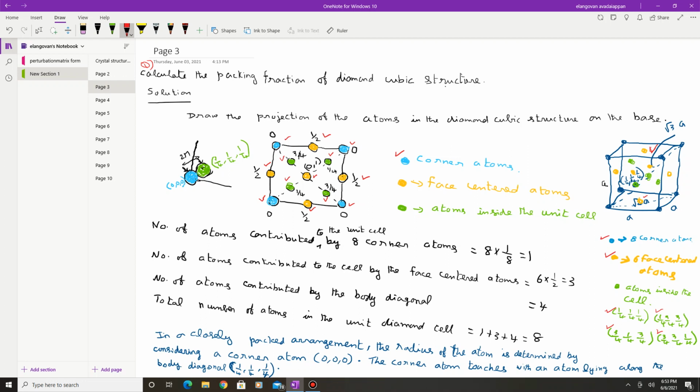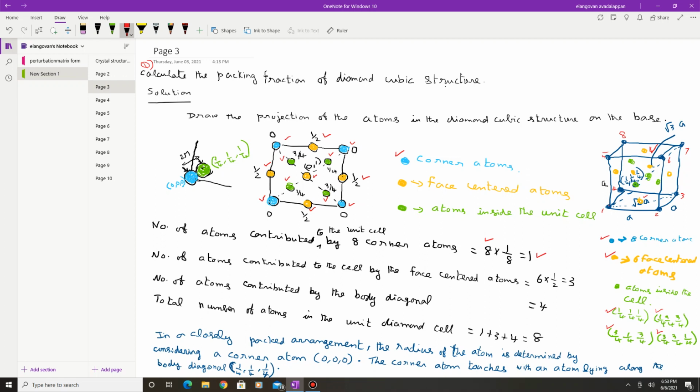Now the number of atoms contributed to the unit cell by the 8 corner atoms: 1, 2, 3, 4, 5, 6, 7, 8. So there are 8 corner atoms. Each corner atom is shared by the neighboring 8 such cells. Therefore the contribution of any particular atom to a particular cell is 1 by 8. Since there are 8 atoms, 8 times 1 by 8 is equal to 1. So the contribution of 8 corner atoms to a particular cell is 1.